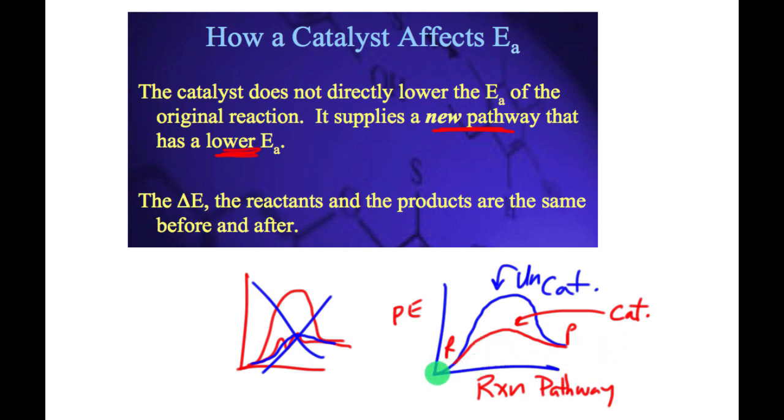This would be endothermic because your reactants start out lower than where your products end. So you're adding energy to get to the products, and that would be considered endothermic. All right, so enough about catalysts, I think. Let's see the next slide.